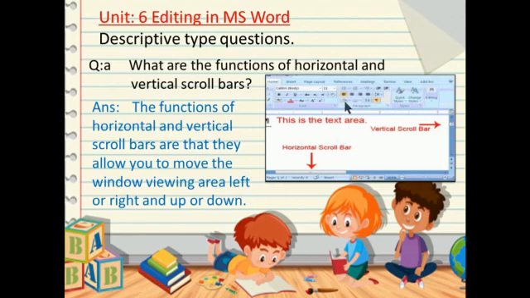So remember that we have two scroll bars in our Word window screen. How many scroll bars? Two. Vertical scroll bar and horizontal. Just try to learn it so you may know clearly how many bars there are. Vertical scroll bar and here horizontal. This one is used to move up and down, and this one is used to move to the left and right side. So this is the function of your scroll bars.